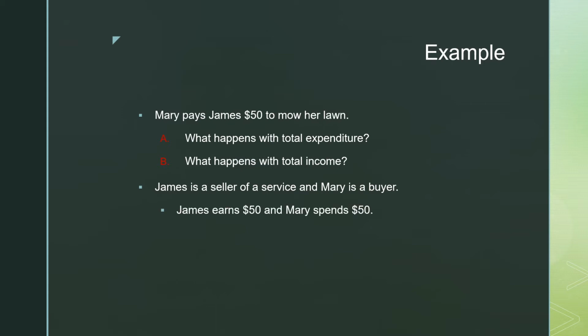Well, James is going to earn $50, and Mary is going to spend $50, right? You can see that once again, as I said in the last slide, the income of the sellers is the expenditure of the buyers. So what happened with total expenditure? Well, obviously the total expenditure rises by $50, because that's the amount of money that Mary spent. And at the same time, total income will rise by $50 because James just earned $50 by mowing Mary's lawn. So this is an example to illustrate why income has to equal expenditure, because you can see that both expenditure and income increased by the same amount, $50.